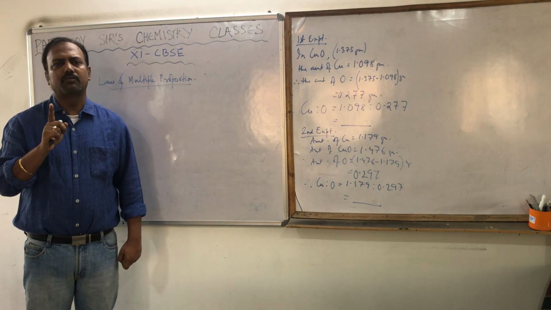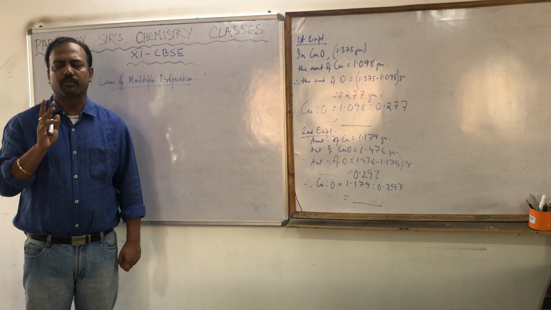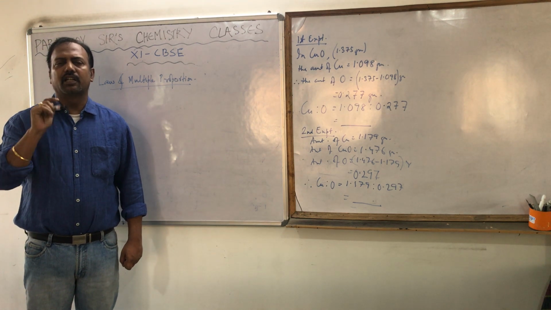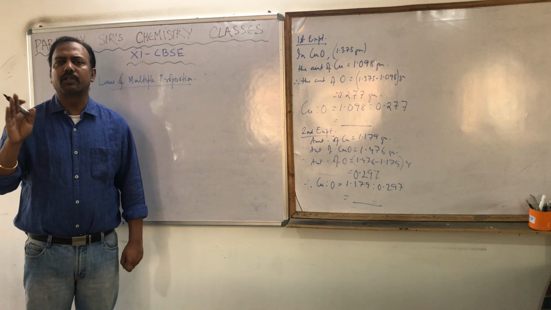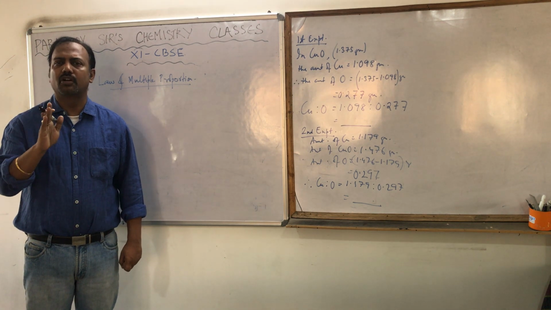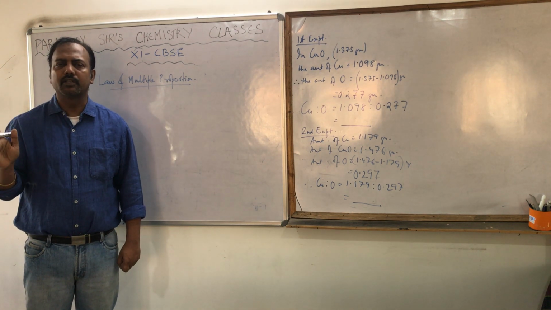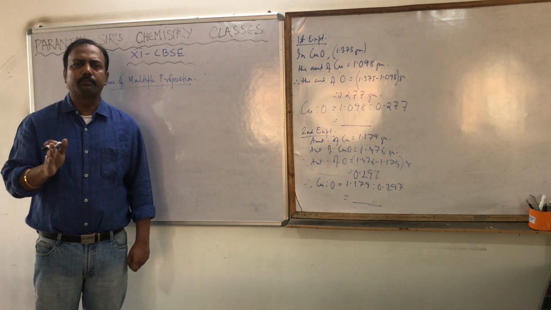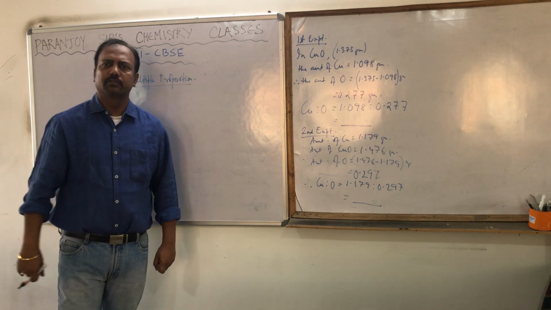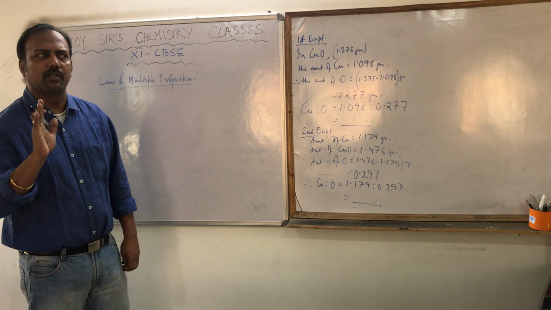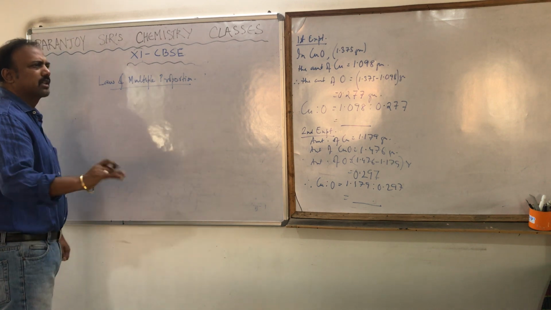If we keep the amount of one of the elements in those compounds fixed, the ratio of the amount of the other element will be a simple whole number ratio. So let me just explain it, you will understand it better.